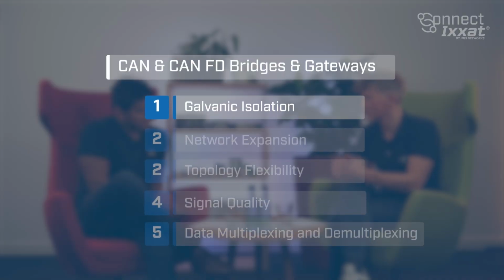All right. What kind of capabilities can be achieved with the use of CAN-FD gateways and bridges in a network? When using such a gateway or bridge in your CAN-FD network, depending on your use case, in general you can significantly increase the network functionality, the flexibility, as well as the stability. Let's look at different aspects. The first one is definitely the galvanic isolation. Using such a bridge in a network, you can galvanically isolate different bus segments from each other.